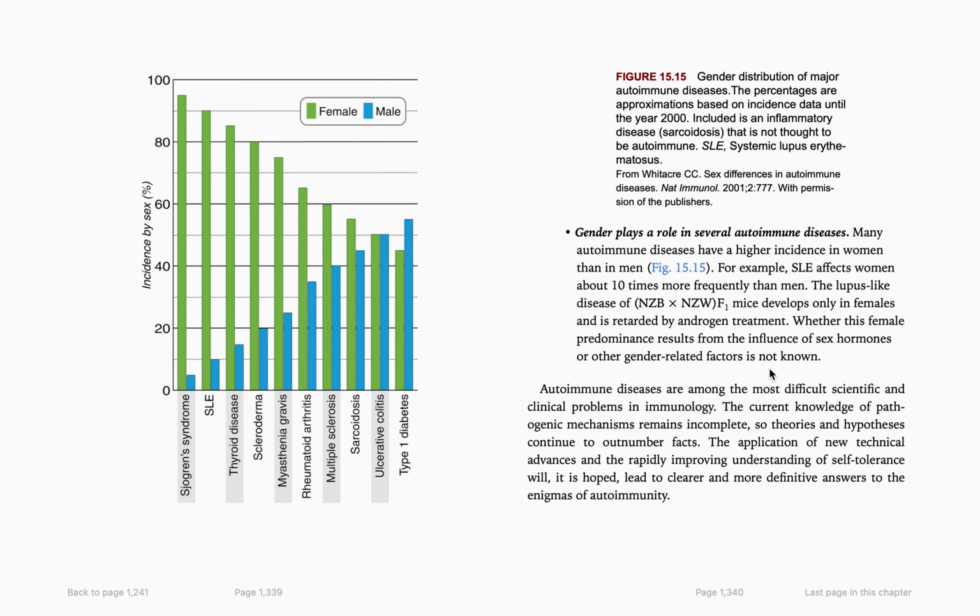Although autoimmune diseases are among the most difficult scientific and clinical problems in immunology, the current knowledge of pathogenic mechanisms remains incomplete. So theories and hypotheses continue to outnumber facts. The application of new technologies and rapidly improving understanding of self-tolerance is hoped to lead to clearer and more definitive answers to the enigmas of autoimmunity.